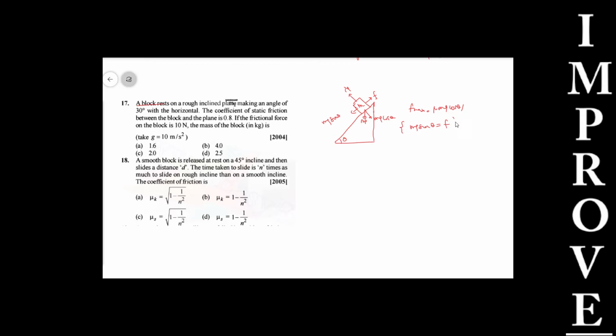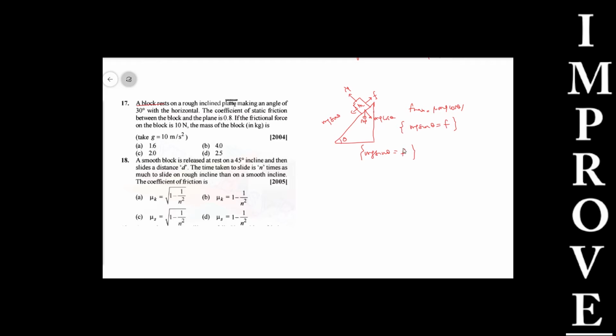Okay, so in this case you don't have to even calculate the maximum frictional force. In this case mg sin theta is going to be equal to F. So mg sin theta is equal to your frictional force. Friction is given as 10, so mg sin theta becomes 10.